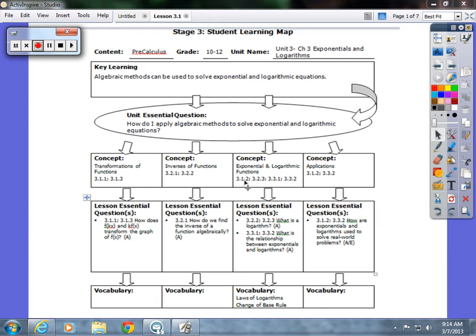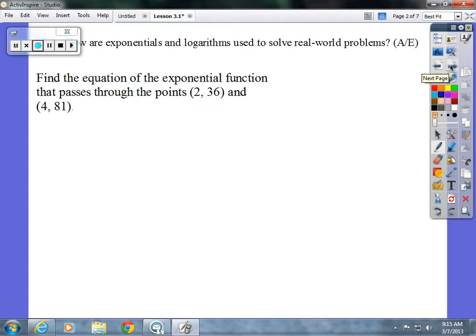Okay, so here we are, chapter 3, and this lesson specifically, transformations of graphs, is the first concept in chapter 3. So what we're going to be looking at here is how does f of kx and k times f of x transform the graph of f of x. So what we're looking at here is a vertical stretch compared to a horizontal stretch or compression. Okay, and we'll begin with this problem.